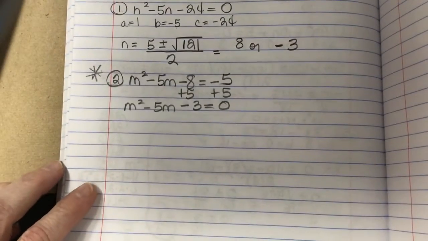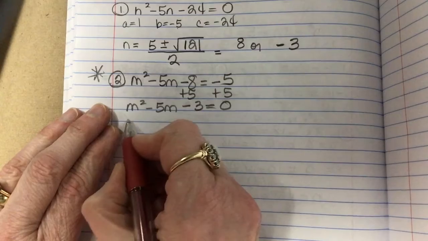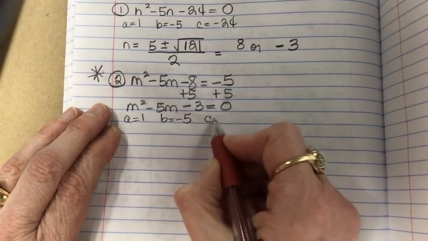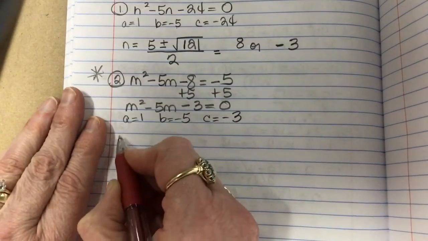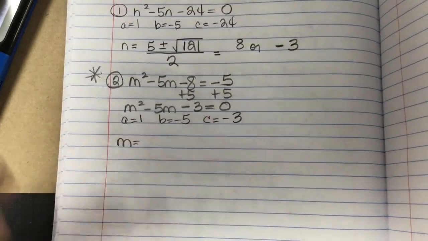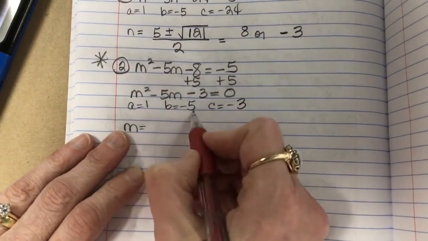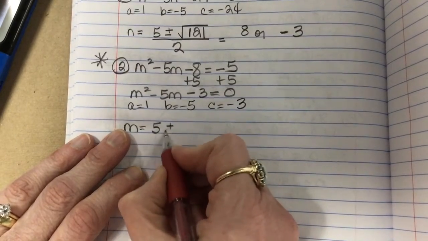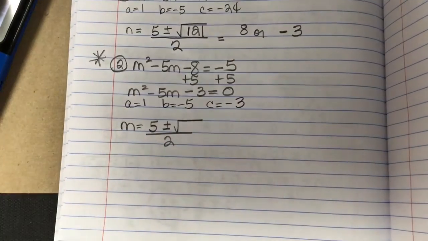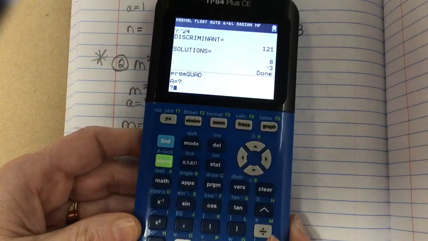You can only use the quadratic formula when it's equal to 0. And these are in order. So A is 1, B is -5, and C is -3. Now, yesterday we actually typed it in, and then we would write it. But I kind of think I like writing it better. So I'm going to say m equals opposite B plus or minus square root over 2 times 1. Wow, it almost looks the same. So hit enter. I guess I must have already hit enter.